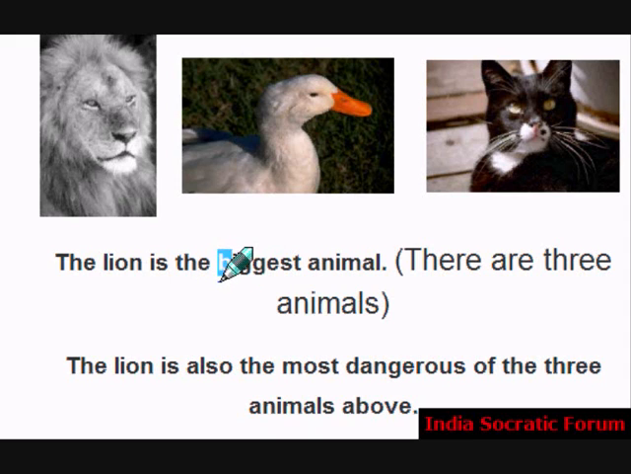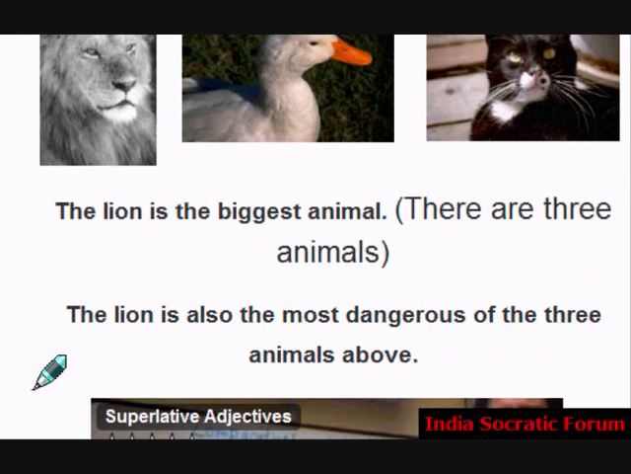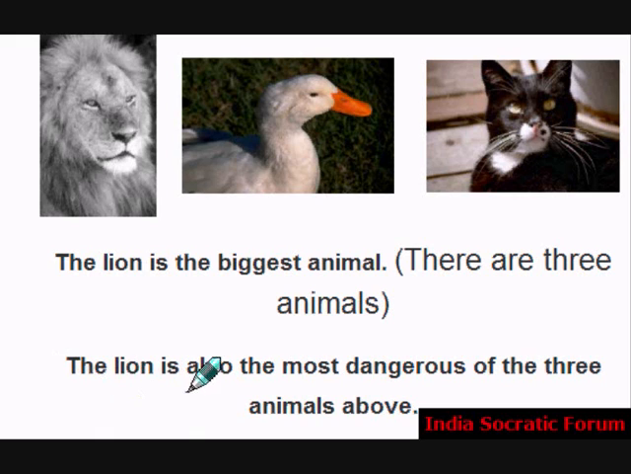Big, bigger, biggest. This word biggest shows the superlative degree of the word big. There are 3 animals. Of the 3, the lion is also the most dangerous of the 3 animals above.